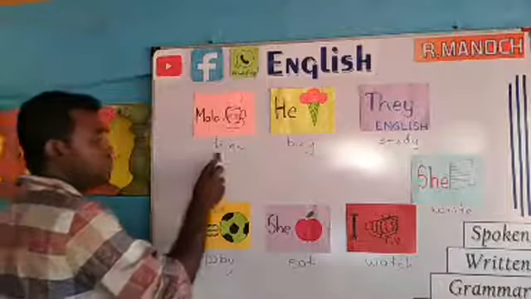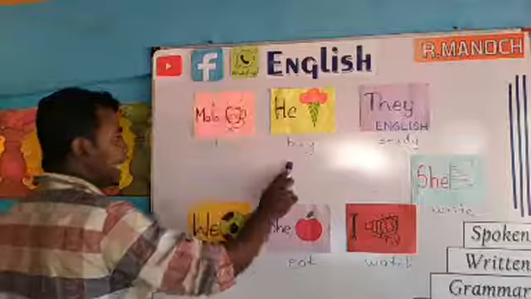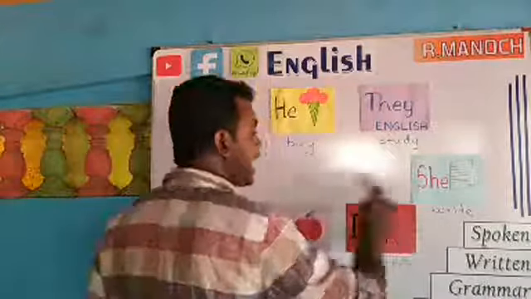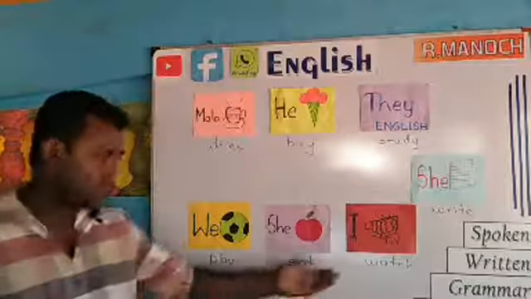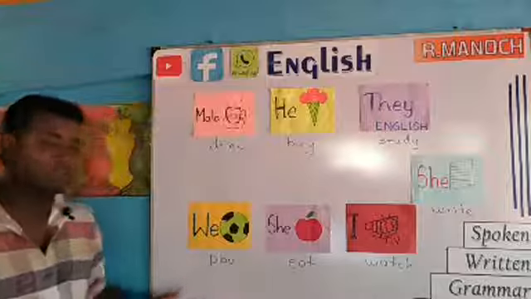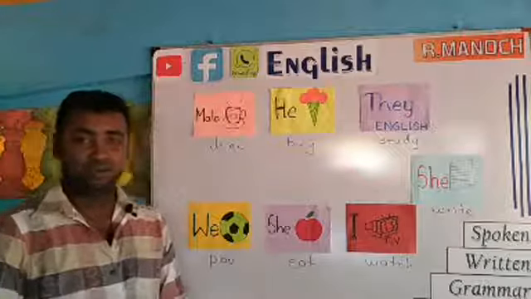Now, past perfect continuous. Mala had not been drinking a cup of coffee. He had not been buying an ice cream. They had not been studying English. She had not been writing a letter. I had not been watching TV. She had not been eating an apple, and we had not been playing football.